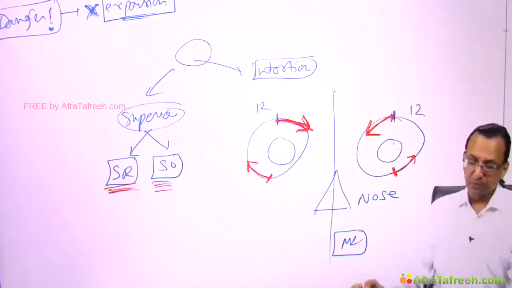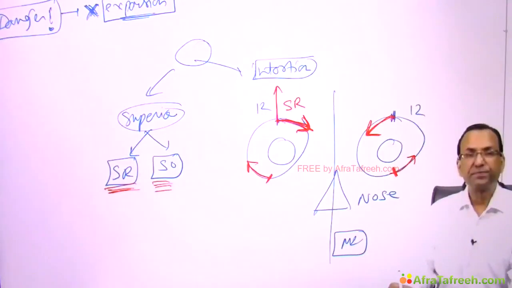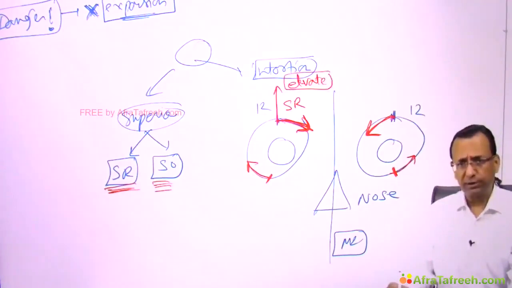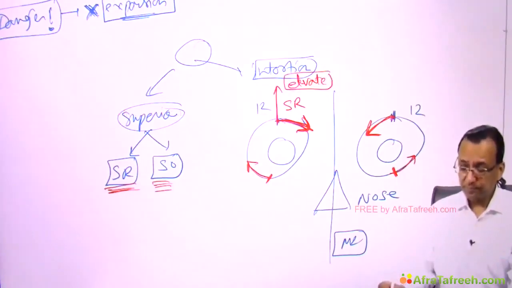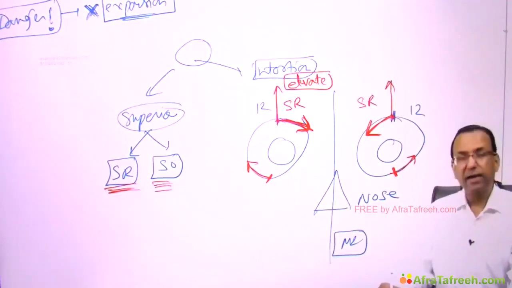And which superior muscle works where? Remember, this is the superior rectus muscle, elevating the eyeball. This is the superior rectus muscle elevating the eyeball and doing intorsion. So this is the superior rectus muscle which is elevating the eyeball, elevation, and doing intorsion.